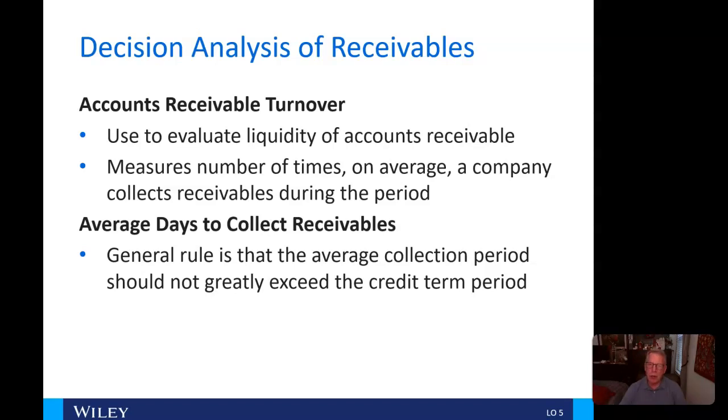And the general rule is that the average collection period should not greatly exceed the credit term period. So if the purchase order says 2/10 net 30, we don't want to see any receivables exceeding 30 days by much.